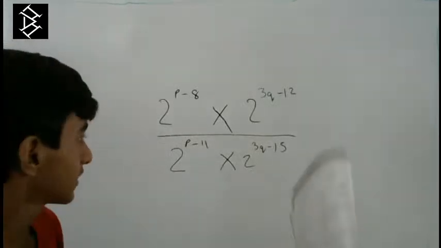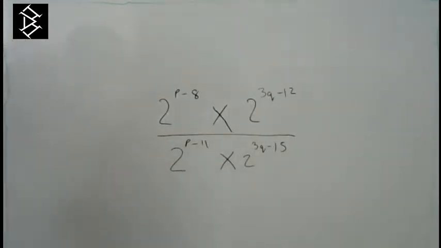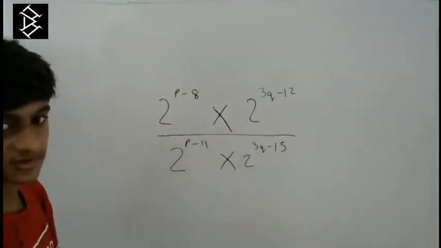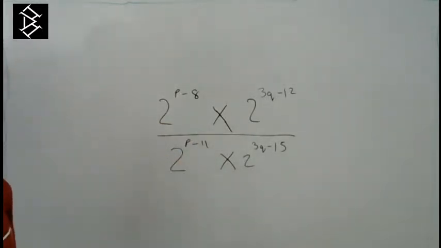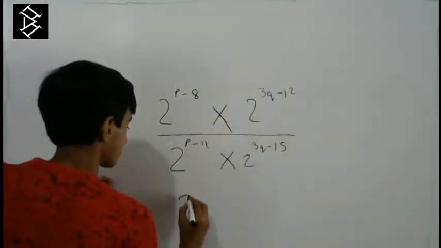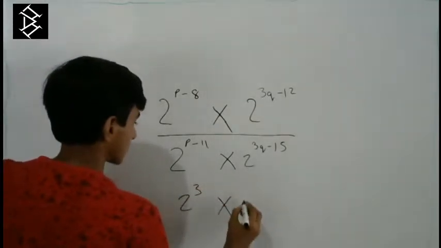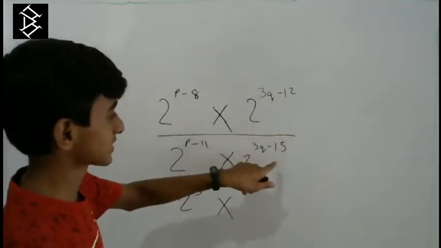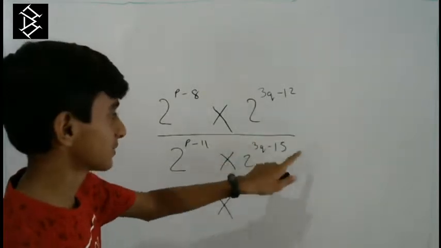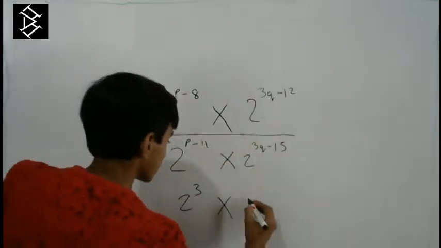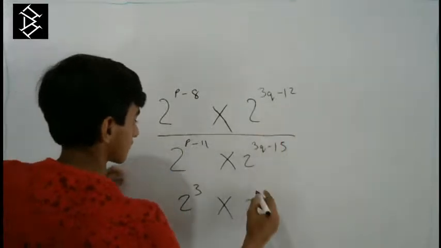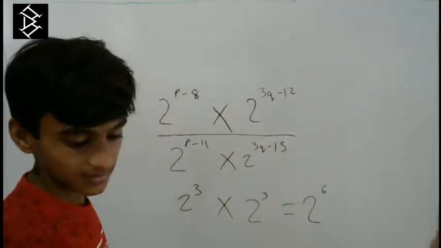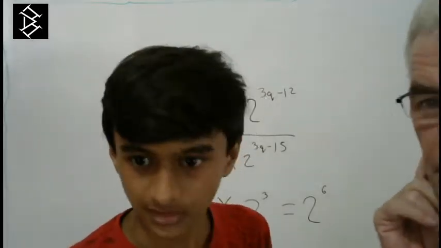Yeah, so now we're subtracting because it's division. So we can subtract, so P and P can go. Minus 8 minus 11, so minus 8 plus 11. So 2 to the 3 times 3 cube minus 3 cube, that's gone. So minus 12 minus 15, so minus 12 plus 15. So that will leave us with 2 to the 3. So the answer is 2 to the 6. Option B.